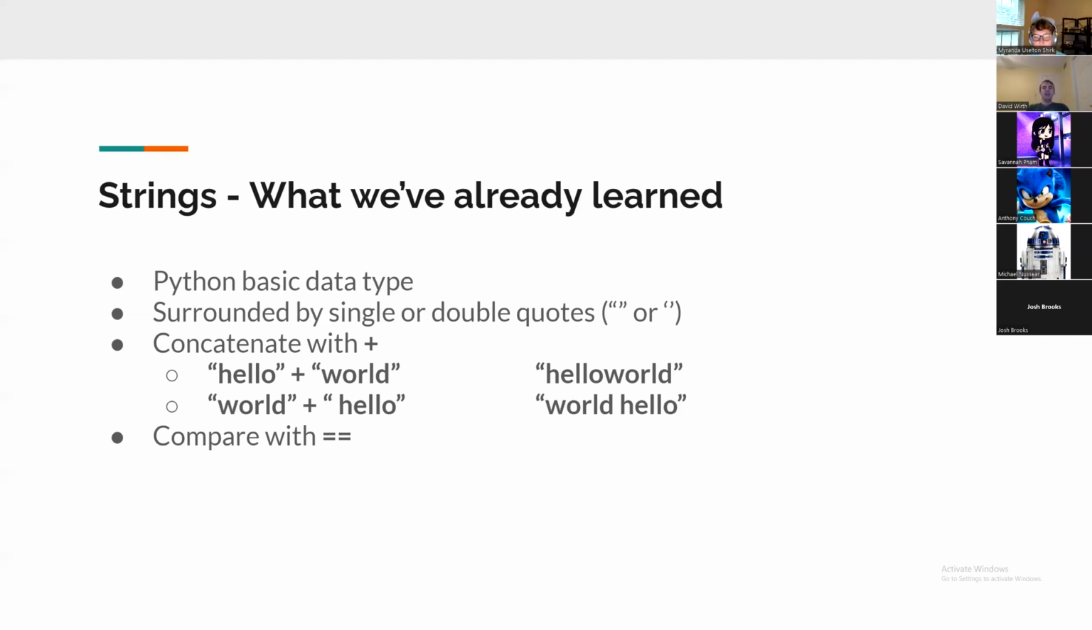We can also compare these strings with the equal sign. This is called the comparison operator. We can see if two strings are equal to each other. So we have hello equal hello, and this will return a Boolean, something like true or false. So what would this return? Hello equal hello.